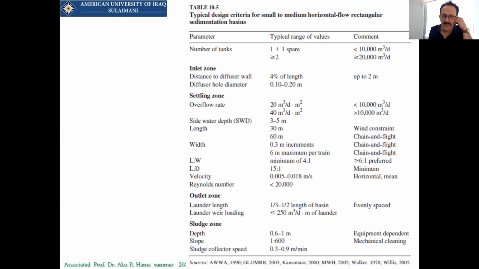Okay, look at the L to W here. So again, minimum 4 to 1. This is just for design criteria, and this will be allowed for you. You may have them in the design question, by the way, and we'll give it to you as a table.